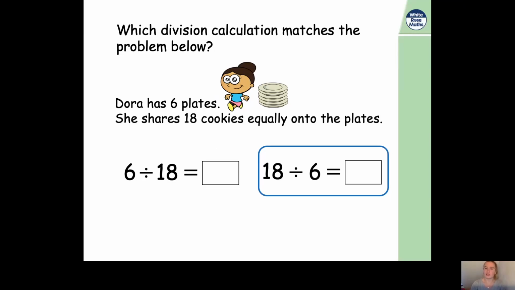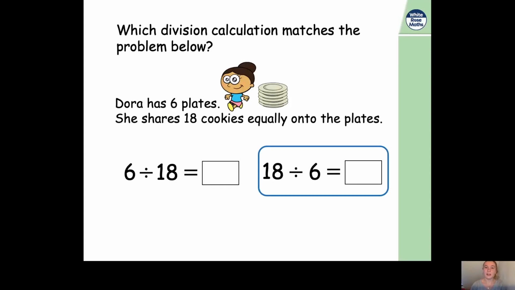Now, do you know what 18 divided by 6 is? Why don't you pause the video and have a go? If you have 18 objects, how many will be in each group if there are 6 groups? Okay, Year 2, did you manage to find the answer? Well, the answer is 3. Well done. So if you divide 18 by 6, so if she shares her 18 cookies between 6 plates, she'll get 3 cookies on each plate.